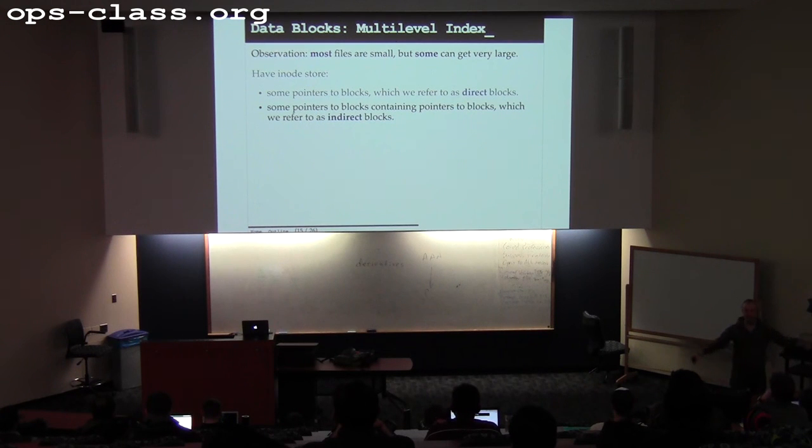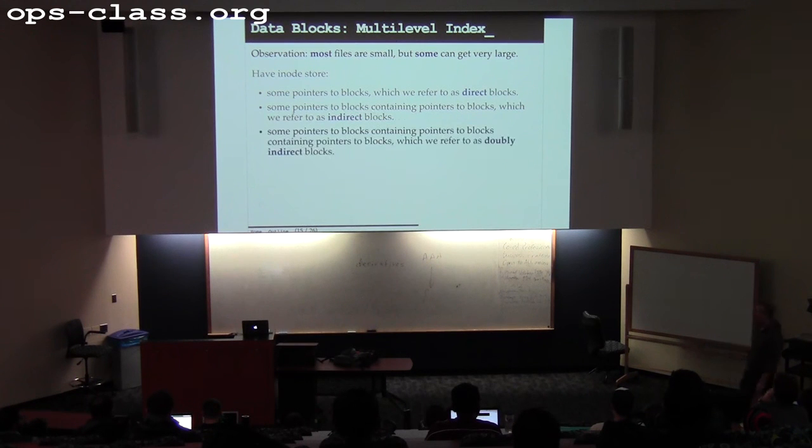Just extending this idea, adding an additional layer of indirection. Of course, we can store pointers to blocks that have pointers to blocks that themselves have pointers to blocks. So these are called doubly indirect blocks. And you can keep going. You can have triply indirect, you can have quadruply indirect, whatever.